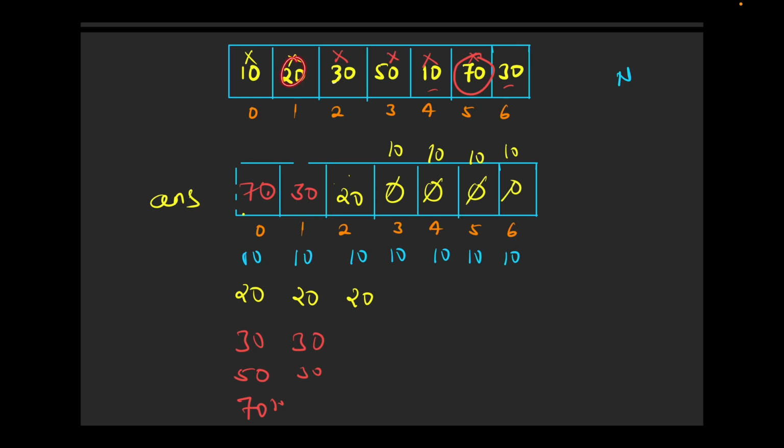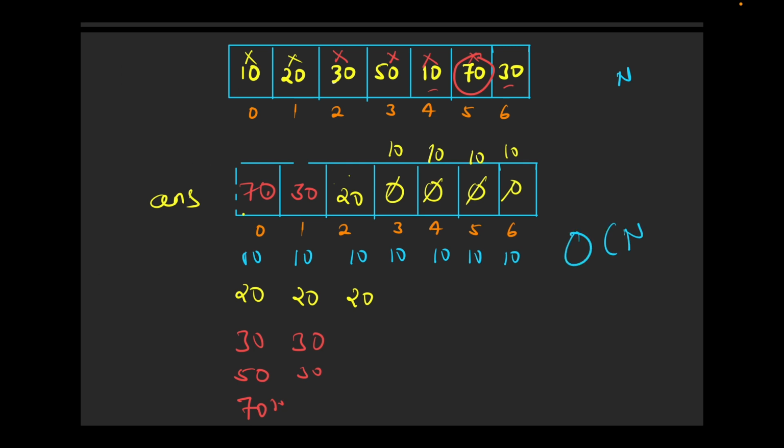Now we go to 20, and again we are checking how many subarrays 20 is smaller for. We came to know that 20 is smaller for 3 subarrays, so again you are going and updating. Now you got 30, and you came to know that 30 is smaller for 2 subarrays. Again you are updating. So for every element you are trying to update the whole answer array.